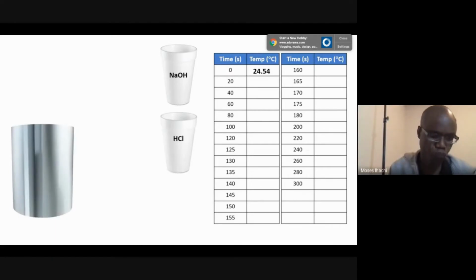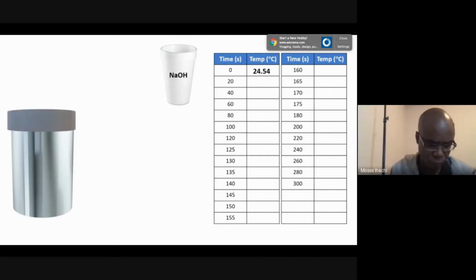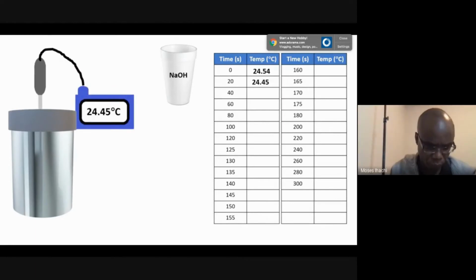Now we're going to get out our calorimeter, which is a large insulated metal container, and we add our HCl to that, sit it inside the container, place the lid on it so that it's fully insulated, and then add our temperature probe on top. At 20 seconds, we read the temperature of the hydrochloric acid solution, and it turns out to be 24.45 degrees Celsius. We continue this over the course of the next couple of minutes, and we read the temperature at each time: 40 seconds, 60, 80, 100, and then 120.